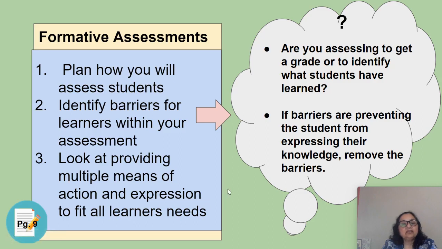When you do the formative assessment, these are the questions. Plan how you will assess your students and identify their barriers within your assessment, because we all know that barriers are in the curriculum, not in the learner. So we need to remove the barriers in the curriculum. Look at providing multiple means of action and expression to fit all learners' needs, like offering a choice board for assessment. Now, ask these questions: Are you assessing to get a grade or to identify what students have learned? If barriers are preventing the student from expressing their knowledge, then remove the barriers.